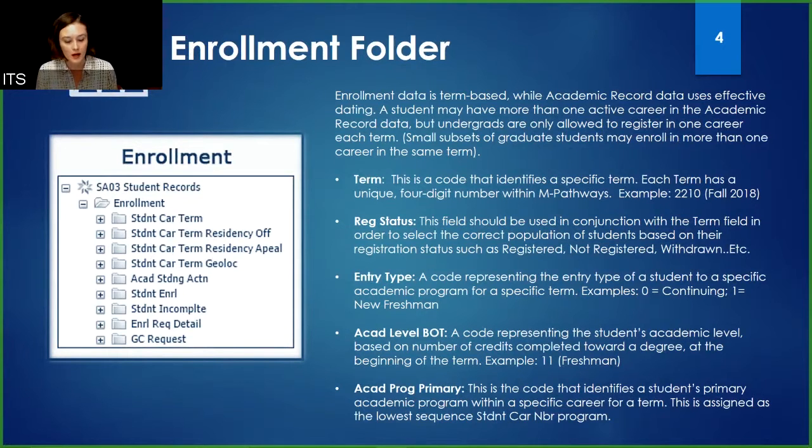The ACAD level BOT stands for Academic Level Beginning of Term. And this represents their status within their program, and it's based on the number of credit hours that they've completed towards a program. So someone could be a transfer freshman, or they could be a first-time freshman that comes in at a sophomore level, depending on the number of credit hours they're bringing in. So understanding the difference between entry type and ACAD level is a very important thing for building out your queries.